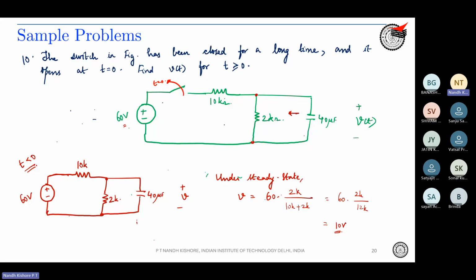What is the voltage across its terminals? Based on the simple voltage division rule, under steady state, you get 10 volts across the capacitor. Therefore, your V naught is basically 10 volts. Did you get it till this point? Yes, sir. Okay.